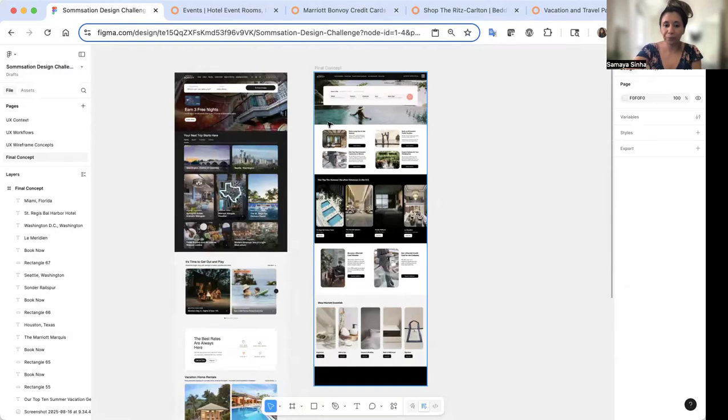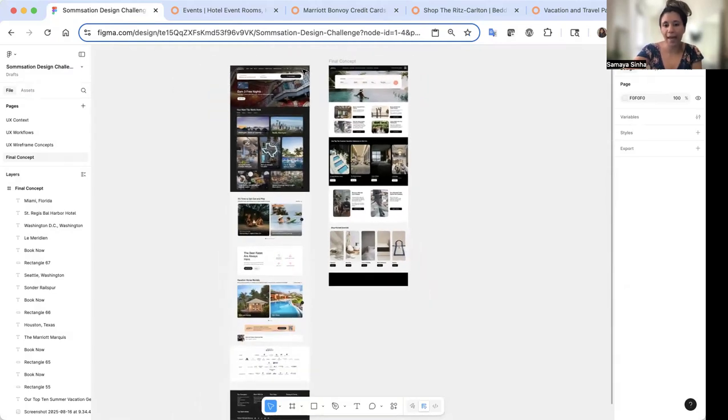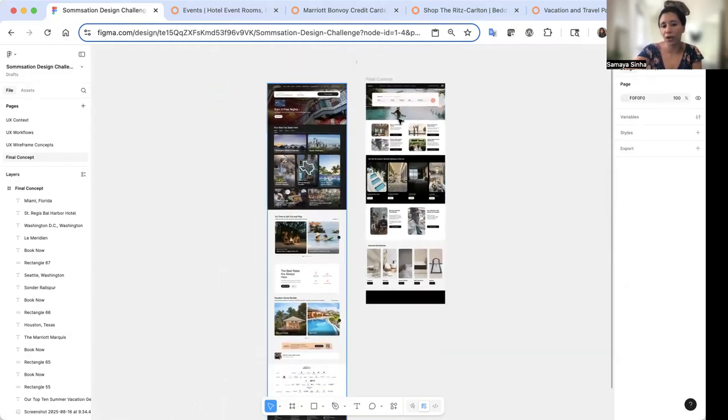But seeing this side by side, I think the information architecture of the redesign is much more improved in comparison to the current landing page. And I'd be excited to hear your thoughts on this.